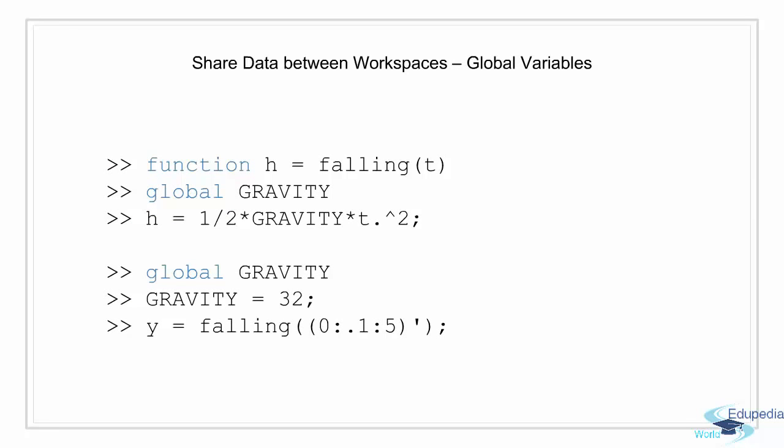Global variables are another way we pass data between the workspaces. Global variables are variables that we can access from multiple functions or even from the command line. They have their own workspace which is separate from the base and the function workspaces. However, global variables carry extremely high risks.